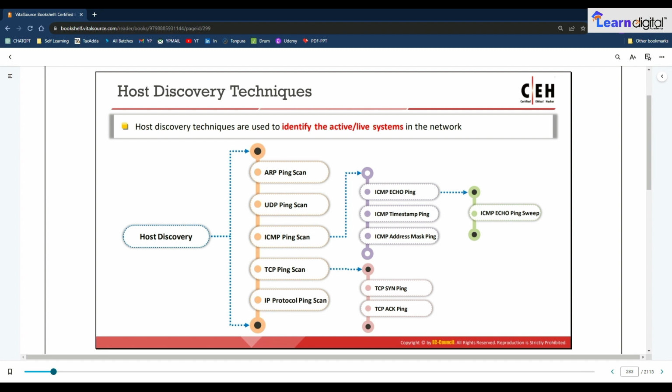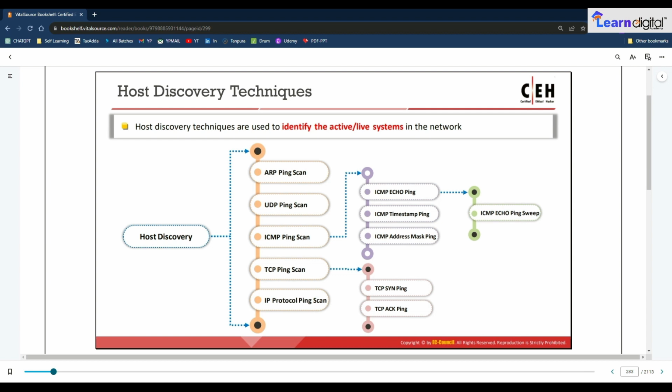Host discovery provides an accurate status of a system in the network, which enables an attacker to avoid scanning every port on every system in a list of IP addresses to identify whether the target host is up. So, host discovery is the first step in network scanning.